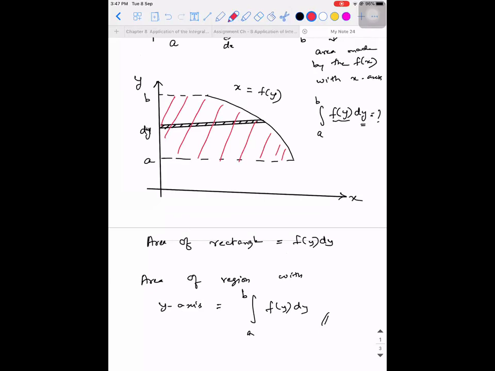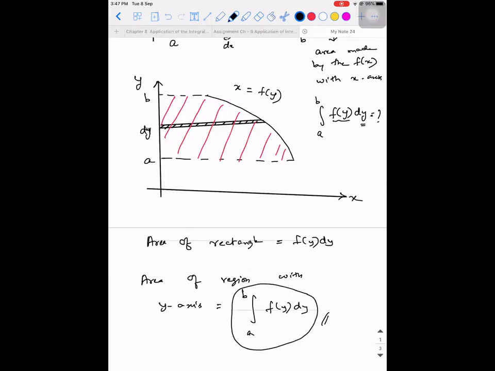Sir, can you repeat it again, sir? Which point? The area of rectangle. This one. Is this the one you're asking?